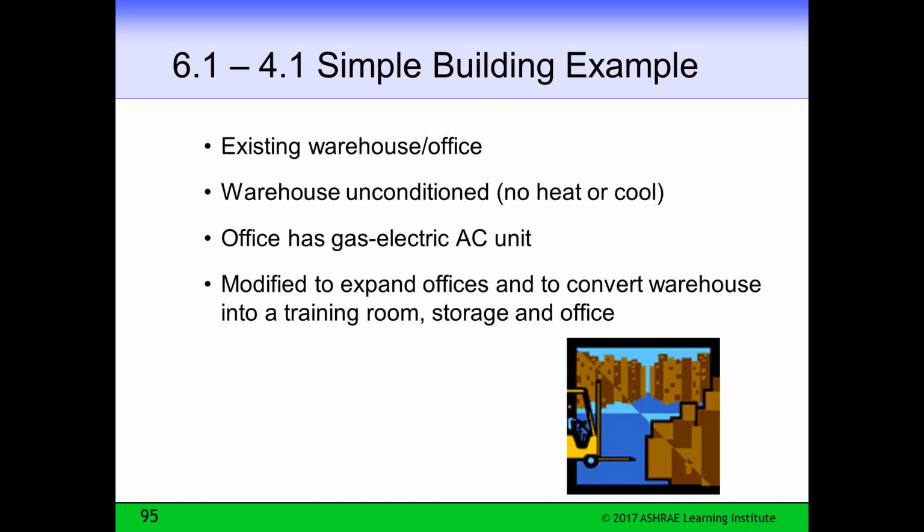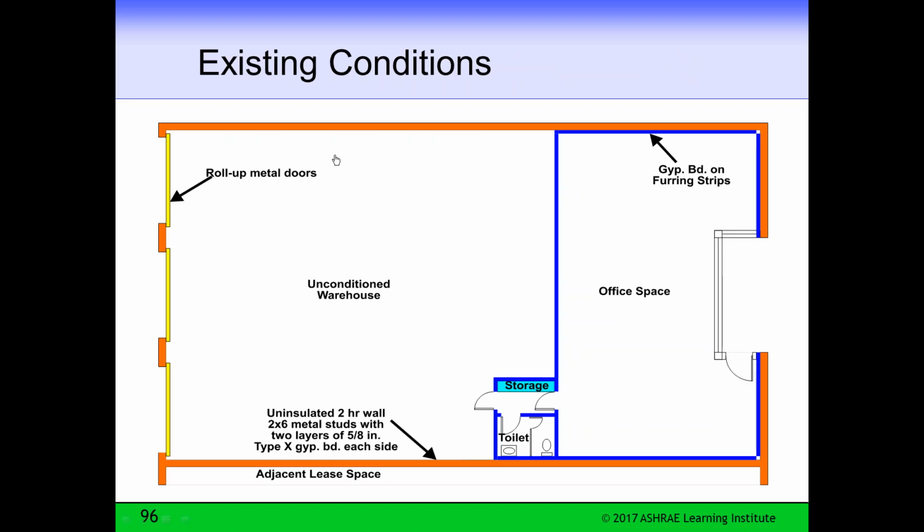I'm going to use a simple building example to show you about compliance paths. So an existing warehouse office, again, this would fall under our simple buildings. Existing warehouse office, the warehouse is unconditioned, it has no heating or cooling. The office has a gas, electric AC unit, and we want to modify to expand the office and convert the warehouse into a training room, storage, and office. So this is what the existing building looks like.